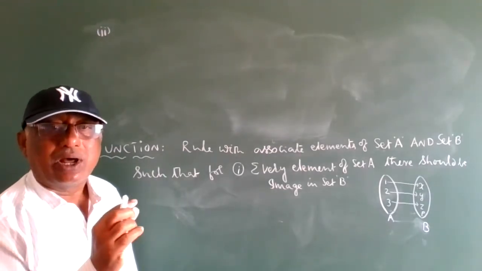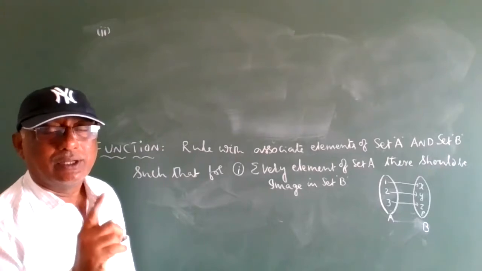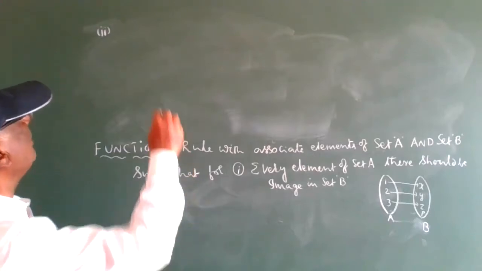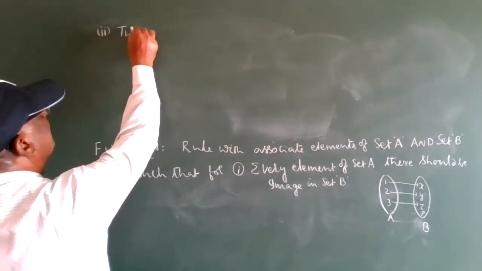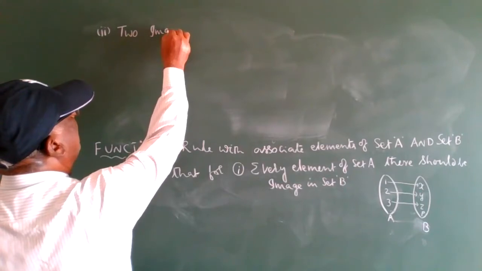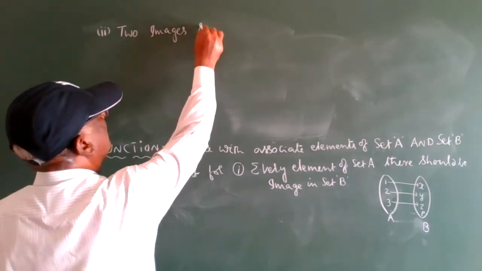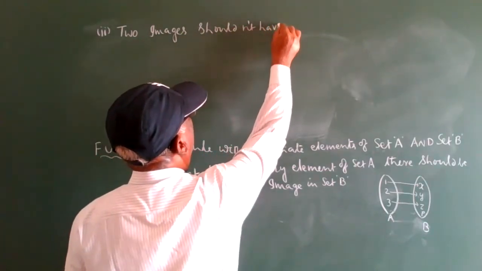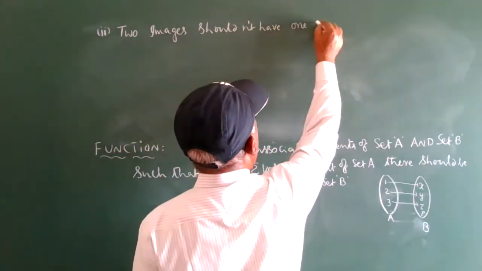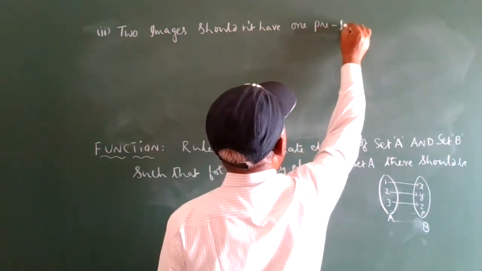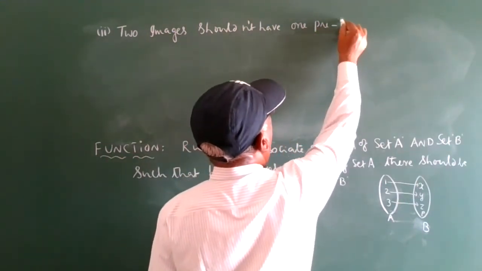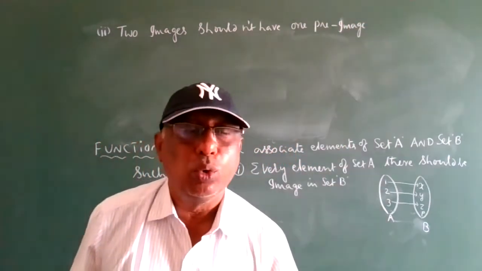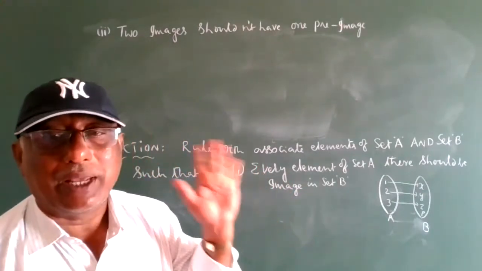Next, rule number 2: two images should not have one pre-image. Two images should not have one pre-image.